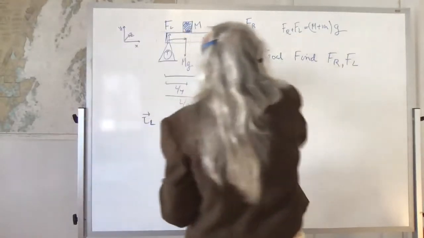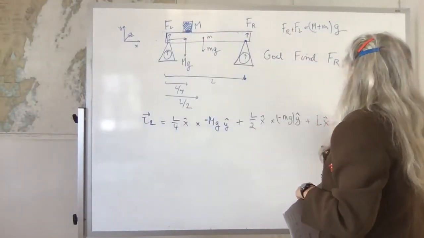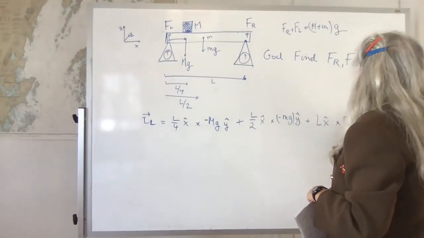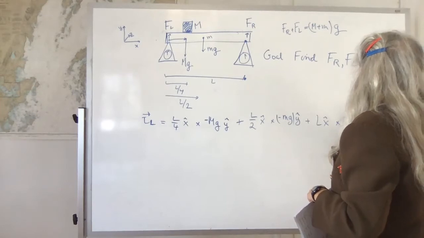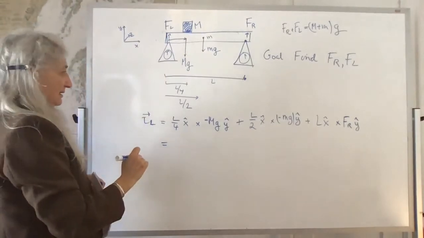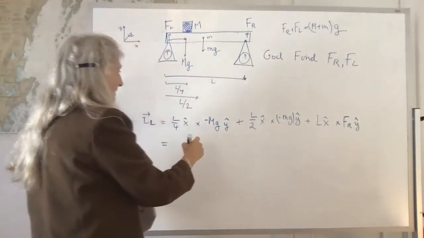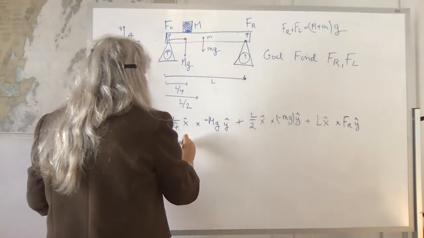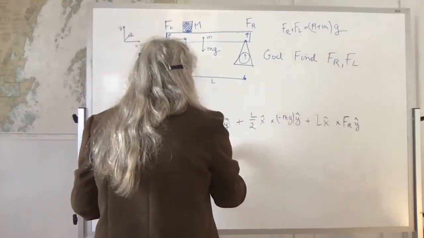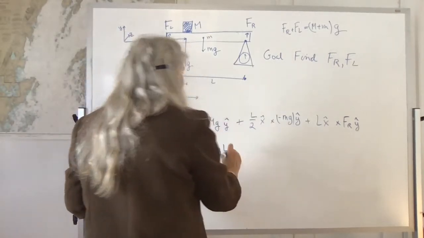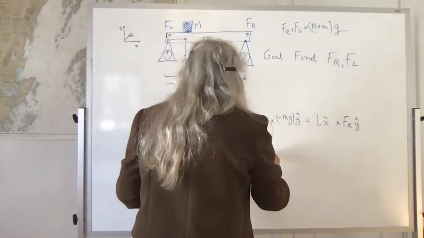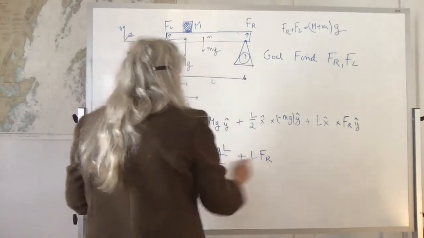So FR, if the distance to it is L, it's in the X direction, and then the vertical force cross FR Y hat is upward. So I can rewrite this, and now X hat cross Y hat is Z hat. So it's minus L mg over 4, and this is minus mg L over 2, and plus L FR, and it's all in the Z hat direction.